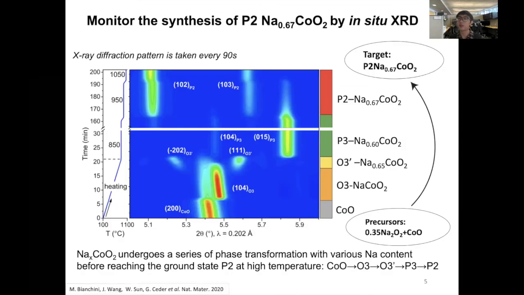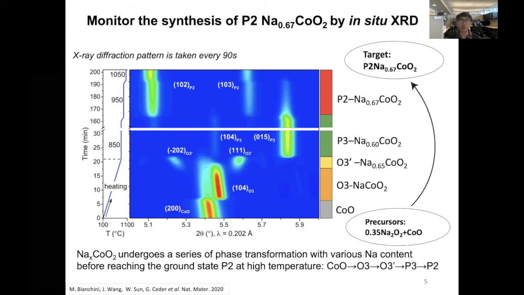The in situ experiment was performed with a precursor mixture of sodium peroxide and cobalt oxide that is targeting P2 Na2/3CoO2. The temperature profile is shown on the left. The whole reaction takes about 200 minutes, and we highlight the first 30 minutes because that's where most of the reaction happens. X-ray diffraction patterns are plotted in a contour style to better demonstrate the diffraction peak evolution.